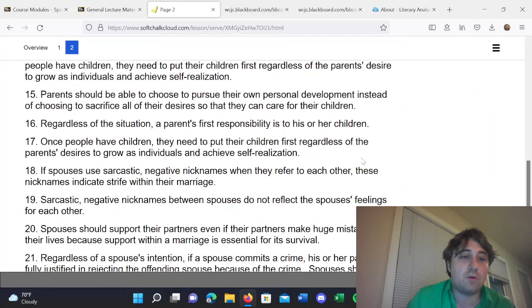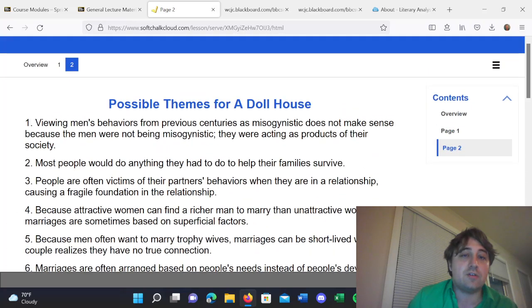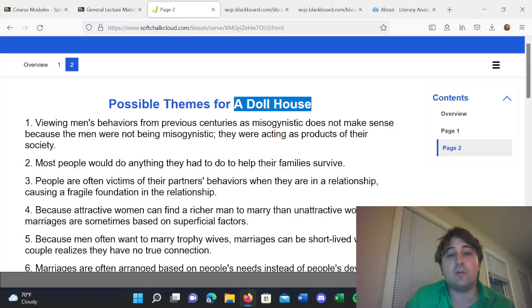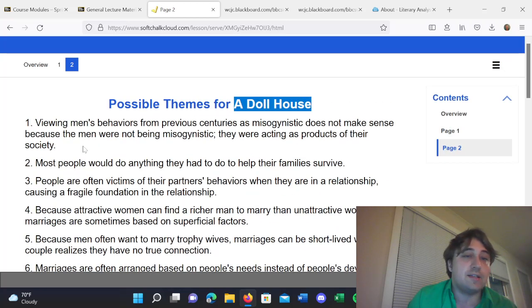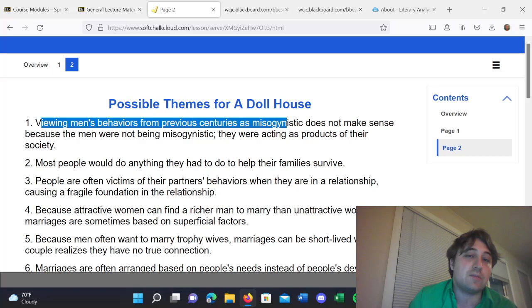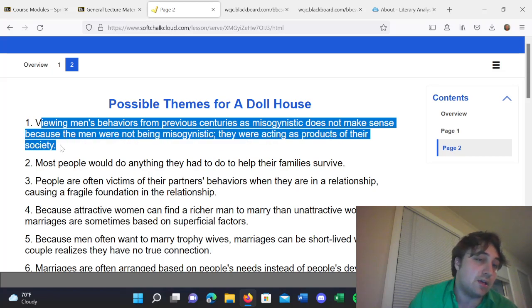So here's a lot more that you could work with. So obviously these are for A Doll's House, but you could conceivably try to apply any one of these themes to any given play and see if the question might work, because these are meant to be broad themes, right? So here's the first one. Viewing men's behaviors from previous centuries as misogynistic does not make sense because men were not being misogynistic. They were acting as products of their society. So you can ask that of one of the plays we read.